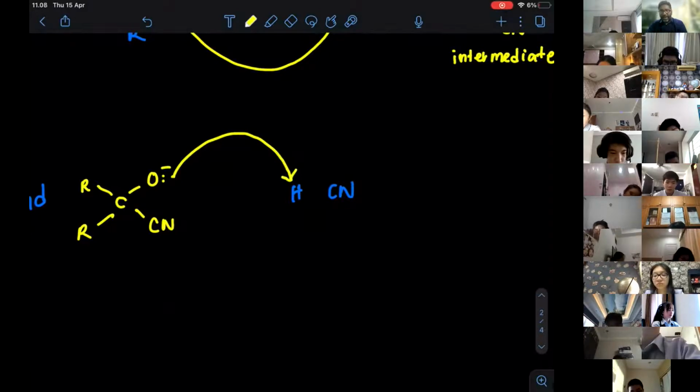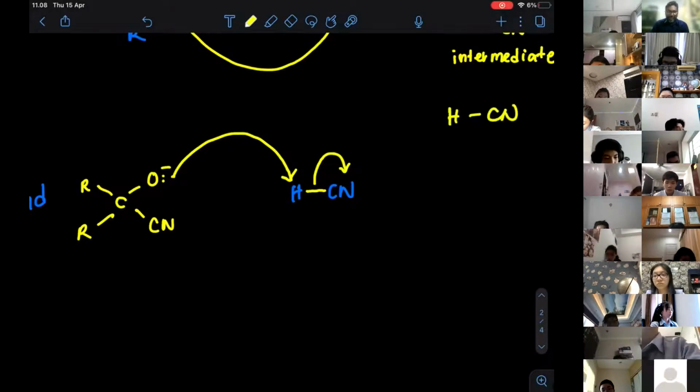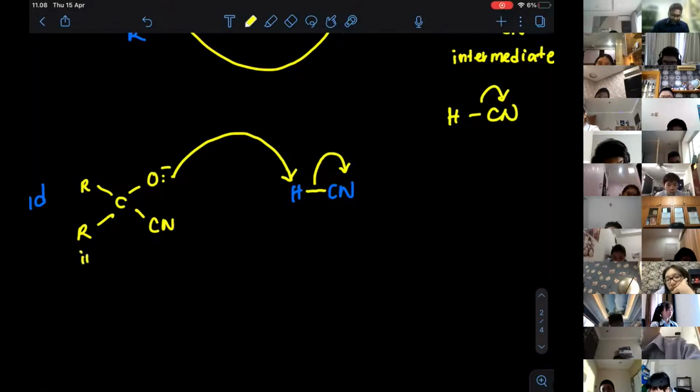When they are attracted towards that hydrogen, the electron pair shared between hydrogen and CN is pushed towards CN. It means the H and CN bond is going to break, so the electrons go there. What causes the fission? This intermediate is going to cause that breaking.